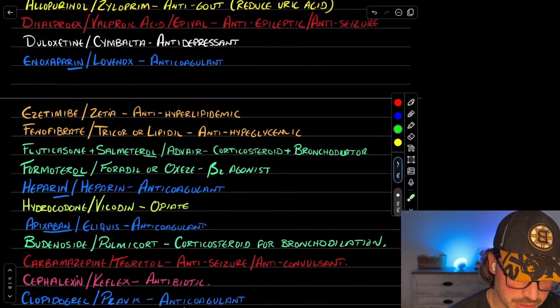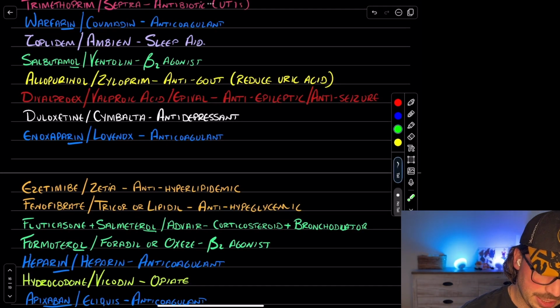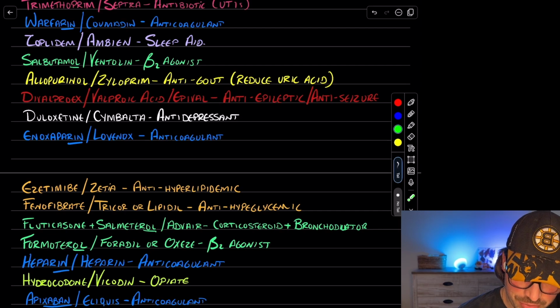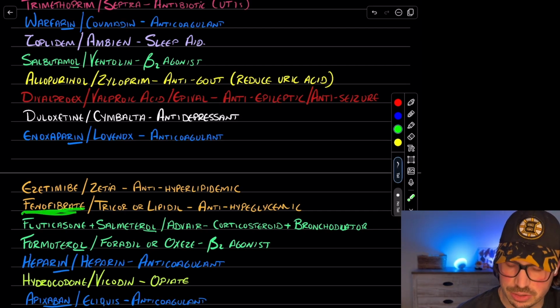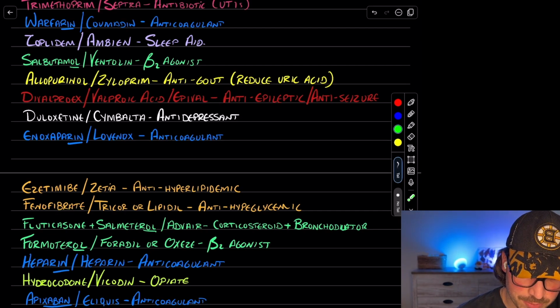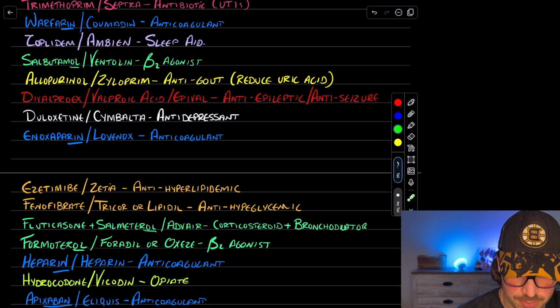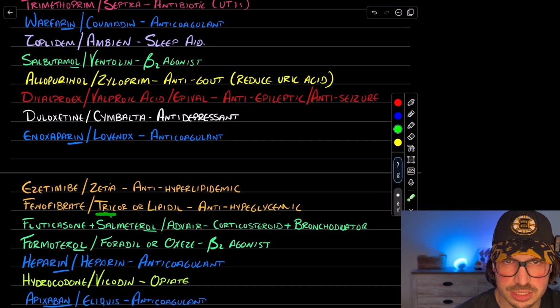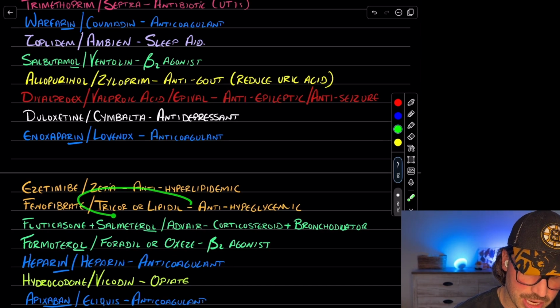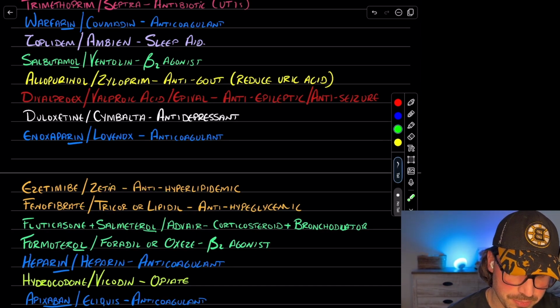What are some other ones here I wanted to look at? So here's anti-hyperglycemic medications. Fenofibrate, that doesn't make much sense to me. I don't understand what that means. But if you look at Lipidil, if you think of a lipid as fat, triglycerides, these are usually things that are tied to cholesterol levels, right?